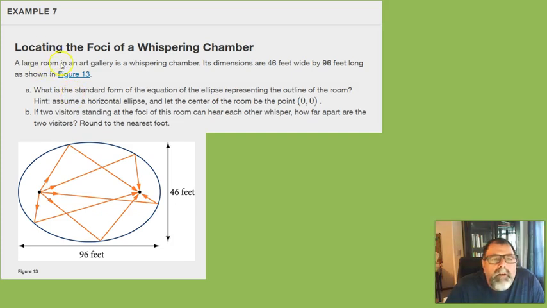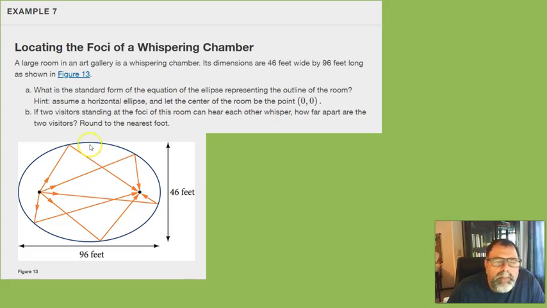Okay, example 7. A large room in an art gallery is a whispering chamber. Its dimensions are 46 wide by 96 feet long, as shown in figure 13. What is the standard form of the equation of the ellipse representing the outline of the room? Assume a horizontal ellipse and let the center of the room be 0, 0.